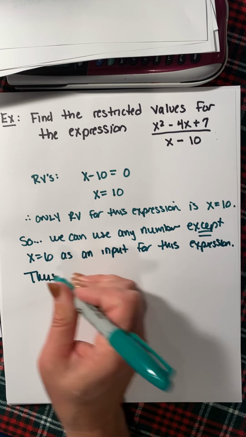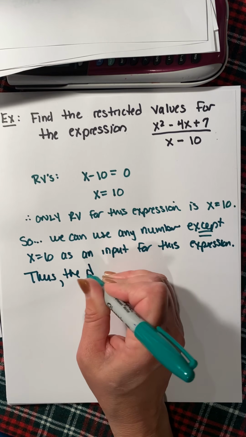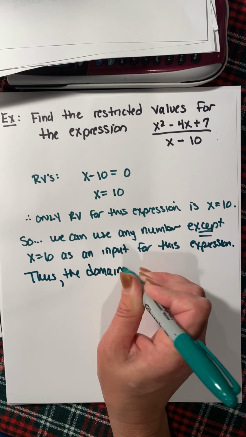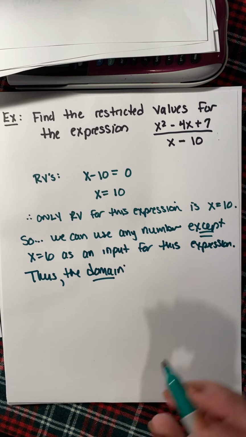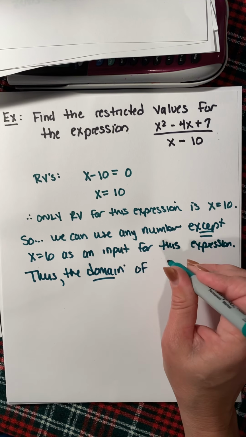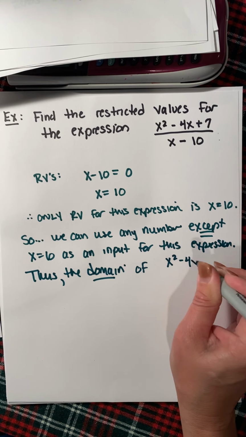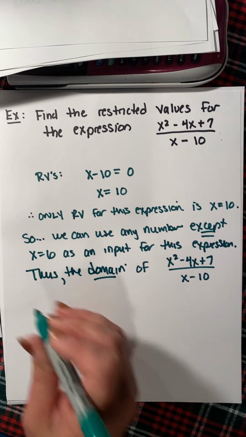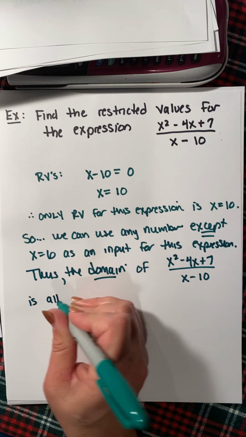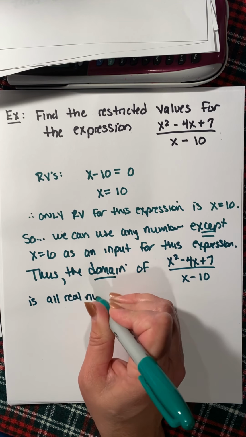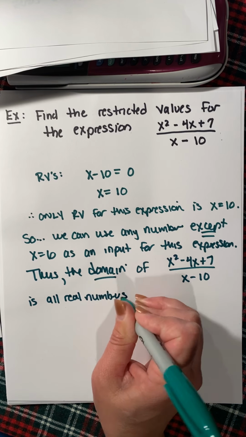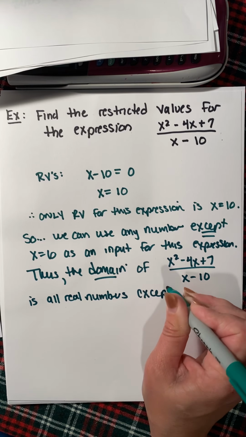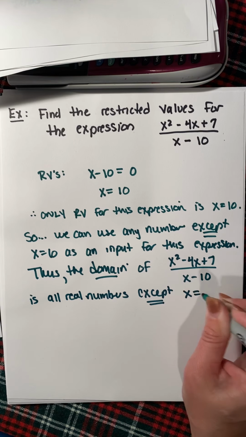Thus, the domain is the allowable set of inputs. The domain of x squared minus 4x plus 7 all over x minus 10 is all real numbers. We can't list them because there's infinitely many of them, except x equals 10.